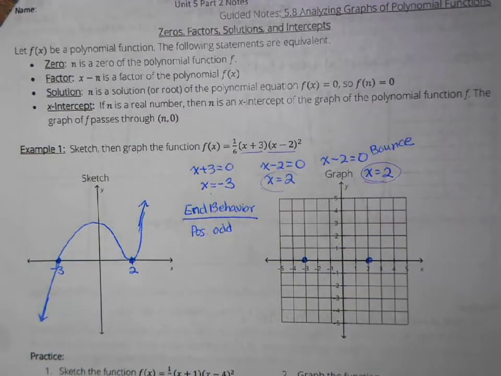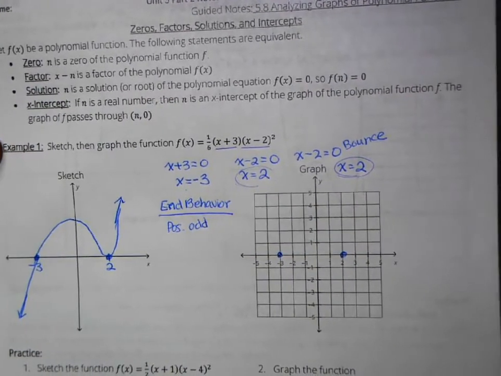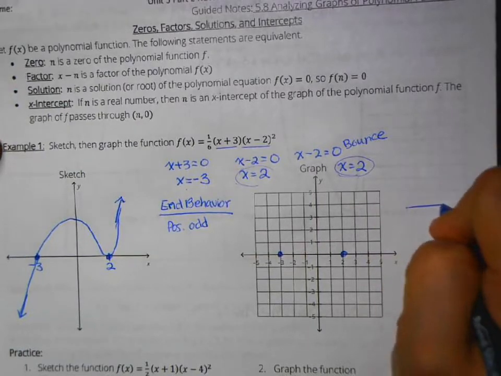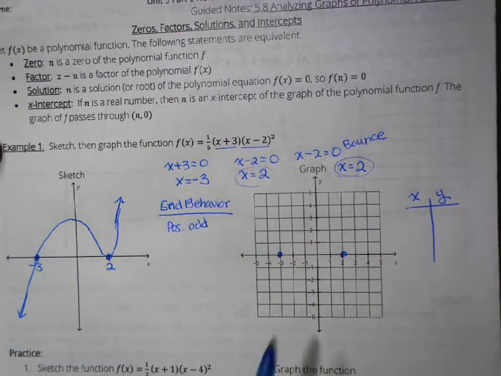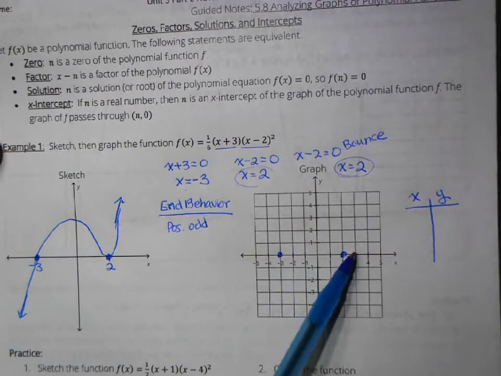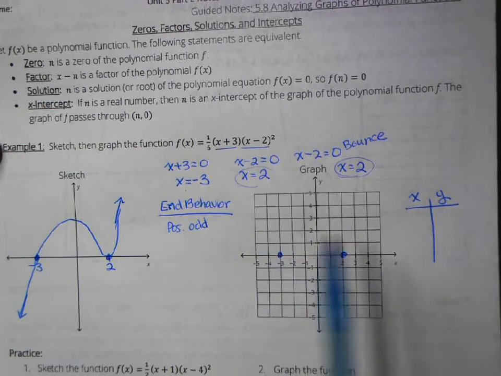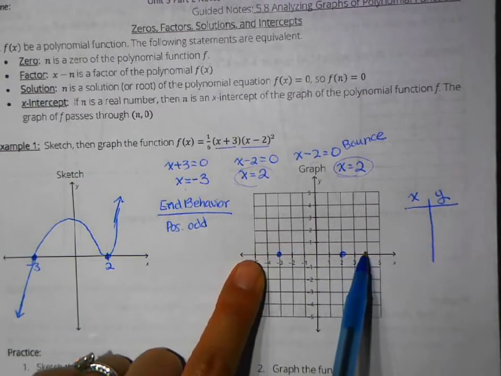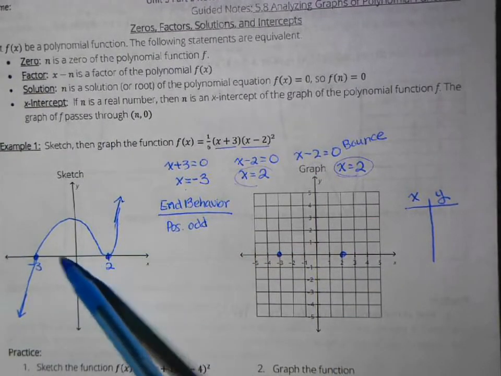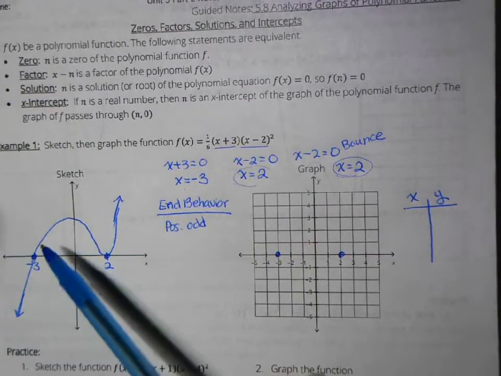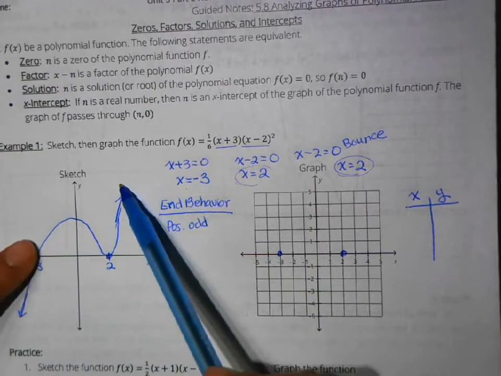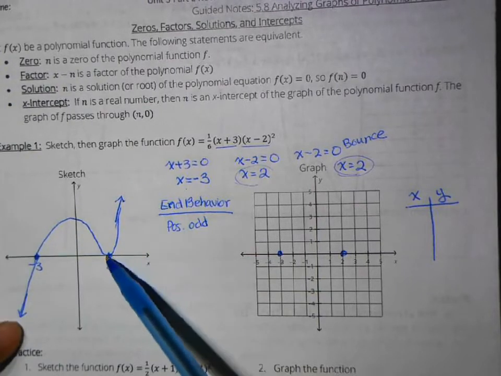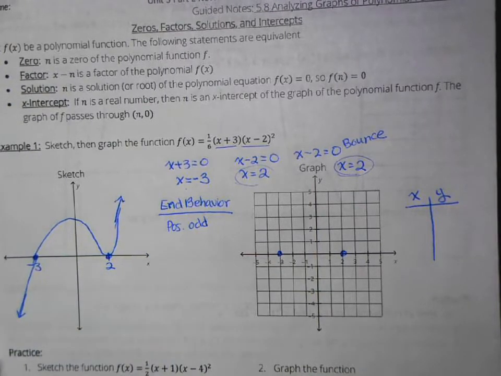Now, to find out a little bit more points, I'm going to use a table. Here's my x value. Here's my y value. I'm going to pick an x value in between the two zeros, and I'm going to pick x values on the outside of the zeros, so I know how high the hump is going to go, and how high or how low the two end segments are going to go. All right, so let's take a look.